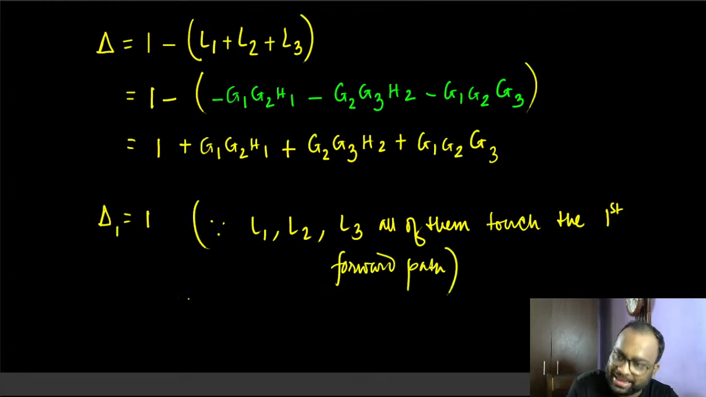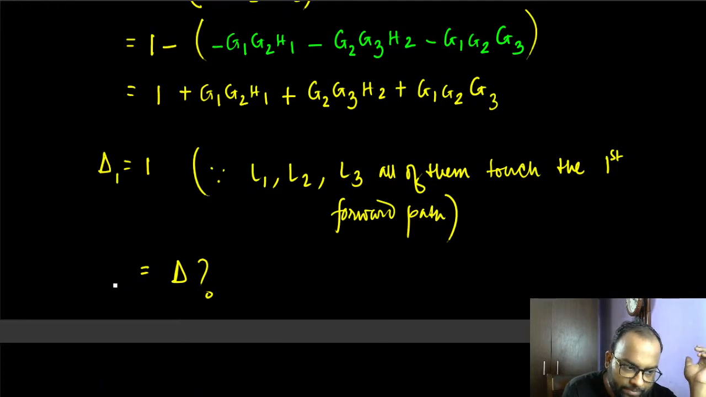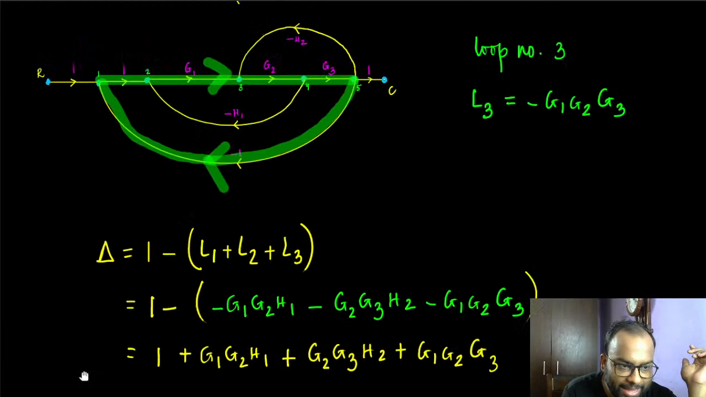If we had another forward path, in that case I would calculate delta 2. Similarly, I would have m2 for that second forward path, and I would have to recalculate the value of delta, and disqualify those loops which share a common branch with the second forward path. So that's the calculation for this example.